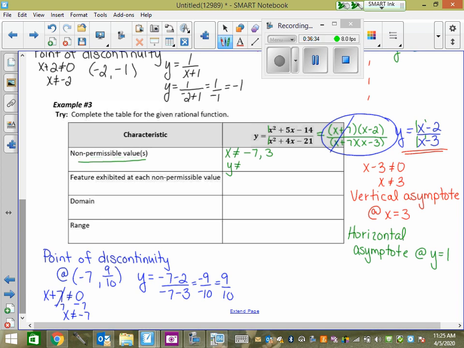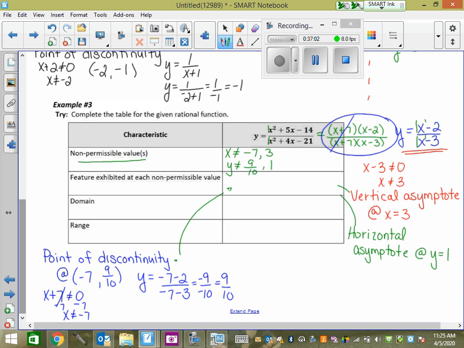So the y of the point of discontinuity is 9/10. So that doesn't exist on this graph. It's going to be an open dot. And y equals 1 is where the horizontal asymptote exists. So that's where the graph doesn't exist as well. So once you've found your points of discontinuity and your asymptotes, you actually have the non-permissible values. Okay? Features exhibited at each non-permissible value, we've already written it. We have a point of discontinuity, we have a vertical and horizontal asymptote. So that is answered down here.